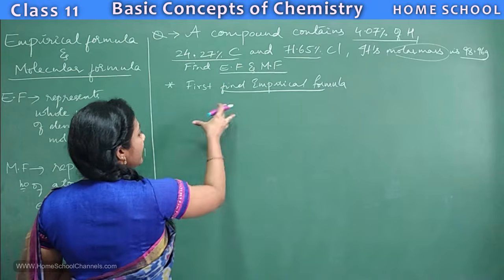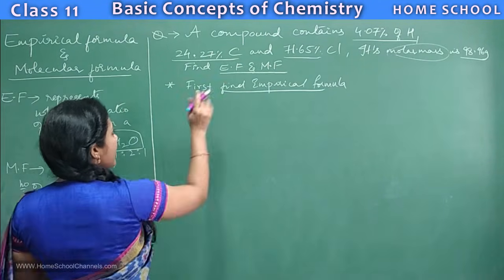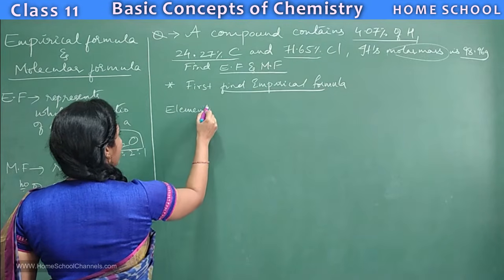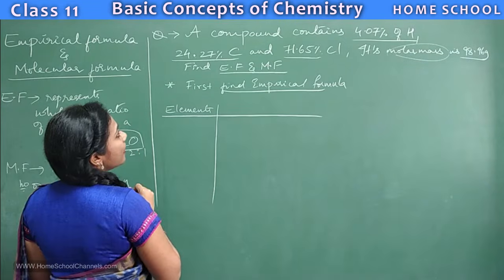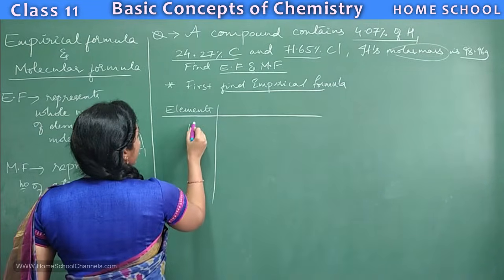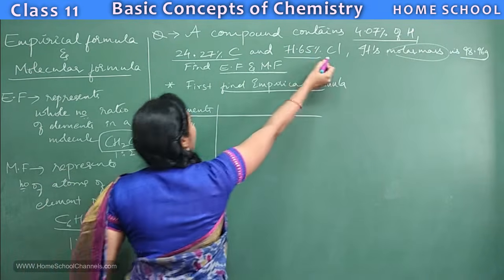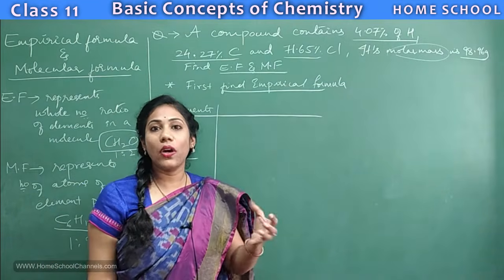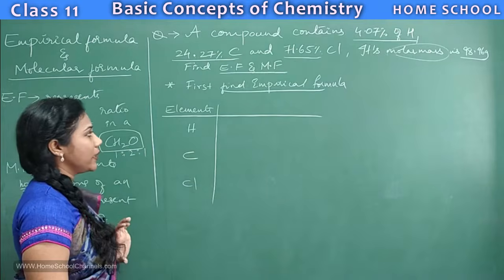Let us write the information given column-wise. First thing is to list out what elements are given. So what are the elements given here? Hydrogen is given, carbon is given, and later chlorine is given. That means your compound has got three elements: hydrogen, carbon and chlorine.